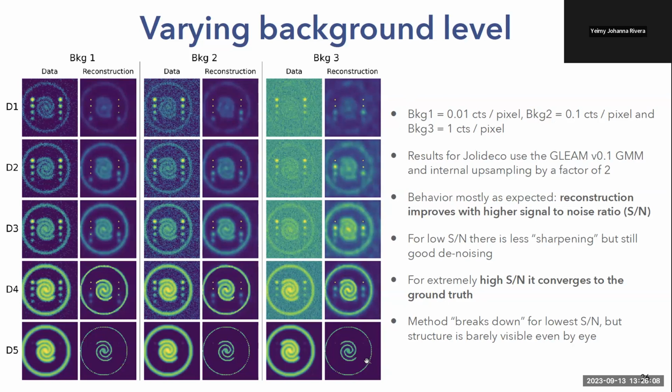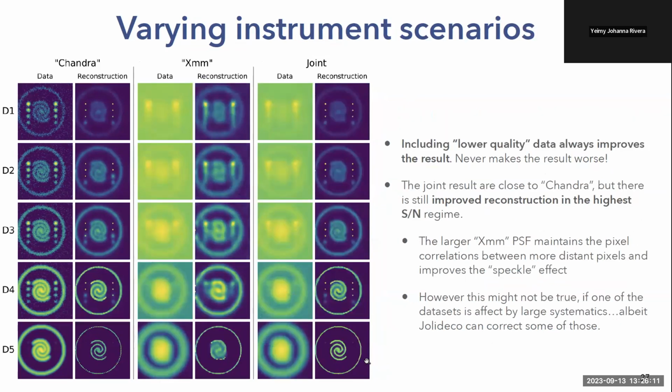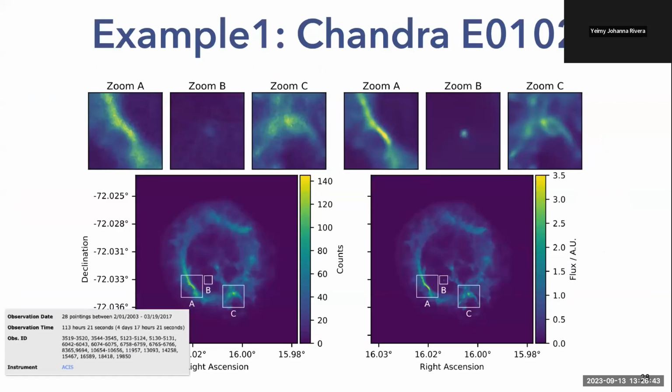So, for example, this ring still decomposes into multiple point sources. However, this can be improved once you take into account more data. In this case, I've combined the reconstruction of the Chandra and XMM scenario. And you can see that with this joint reconstruction, you also improve the reconstruction here in the high signal-to-noise regime with the ring. The idea is that this larger XMM PSF maintains the pixel correlations across a larger distance, across distant pixels, and really improves this backlinking effect.